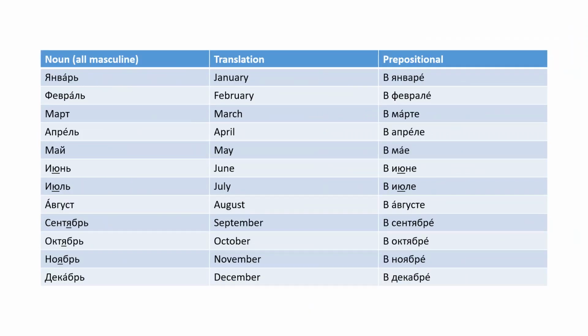The one thing I wanted to mention here is the stress change. So from September up until February, for some reason, all of the months take an end stress, and then the months in between those have fixed stress where the stress usually is in the nominative form. So it will be в сентябре, в октябре, в ноябре, в декабре, в январе, and в феврале. Then it's just в марте, в апреле, в мае, в июне, and в июле, as usual.